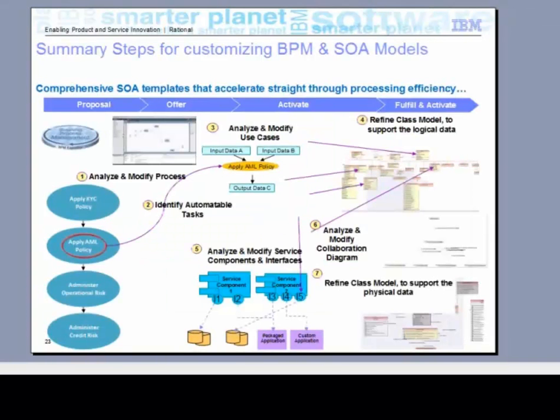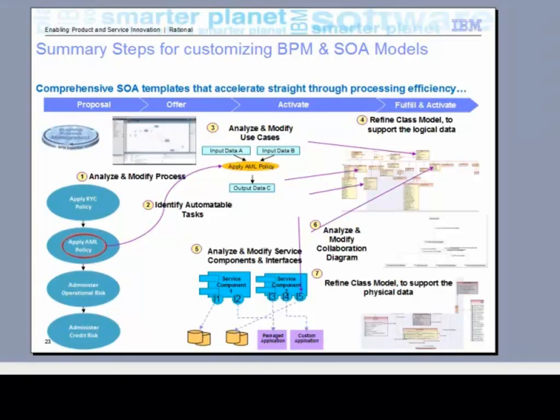In order to be able to use these models and customize them to suit your organization's needs, a typical approach is this: you analyze and modify the business processes. You identify what part of the business process model you need to work on within that business process. Then you analyze it and make changes to it. You identify the automatable tasks within those business processes.